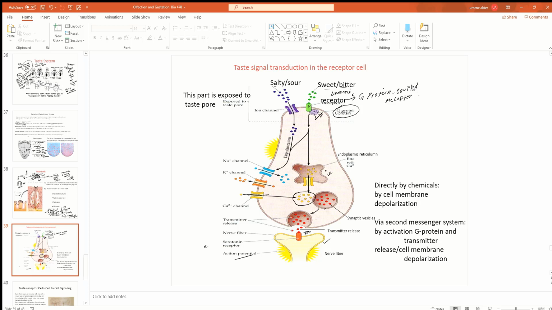And the ionic stimuli, salt and sour, those stimuli interact directly with ion channels to depolarize the taste cells. So here you see the salty and sour, these ionic chemicals or stimuli would directly open the ion channels. And both the receptors and ion channels are located, actually they didn't show here, in the apical end where you have the cilia attached.